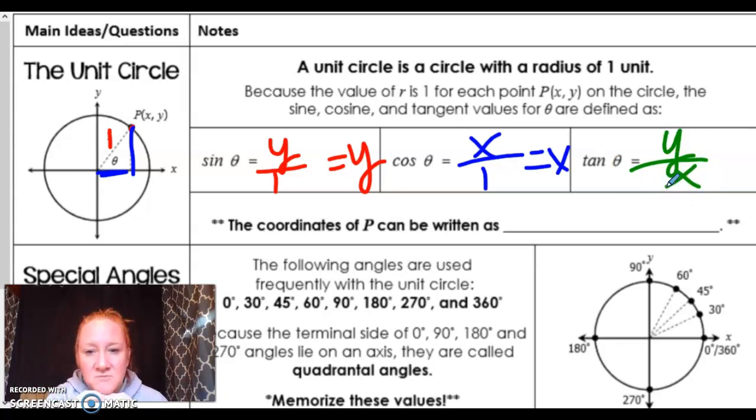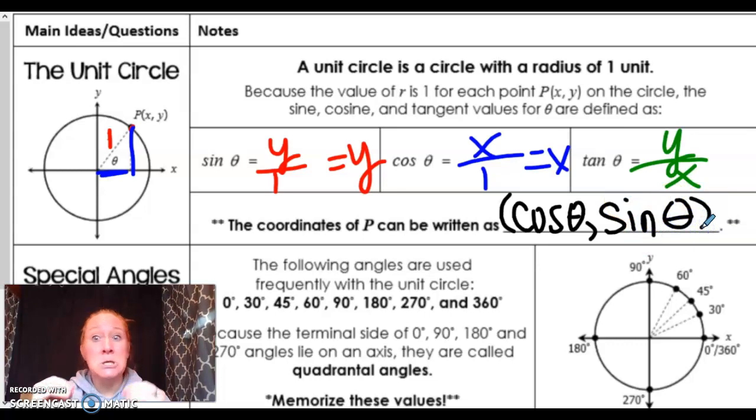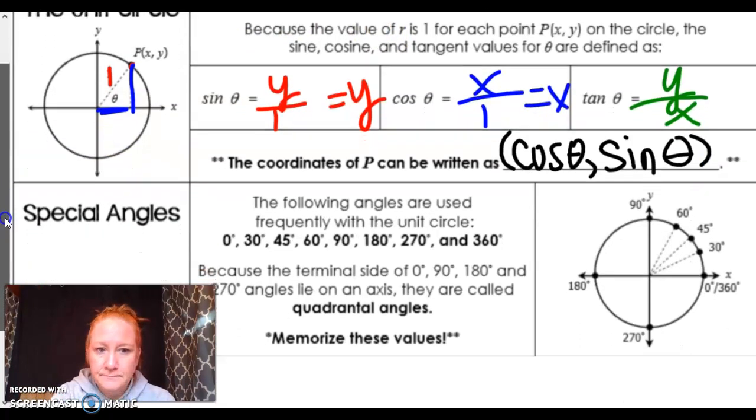So the coordinates of P can be written as the x is going to be your cosine of theta, and the y is going to be your sine of theta. And this right here, basic knowledge, if you know this, you can construct pretty much anything that we need in the unit circle. All right, let's take a look over here.